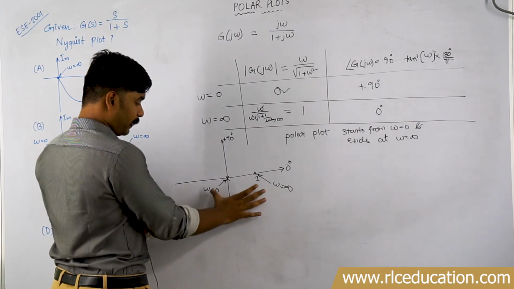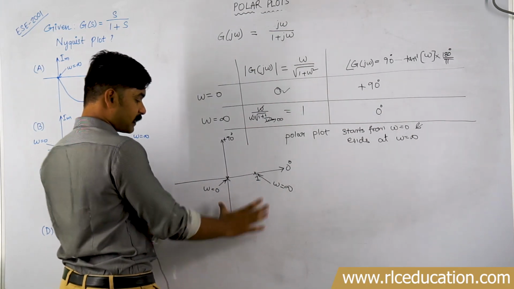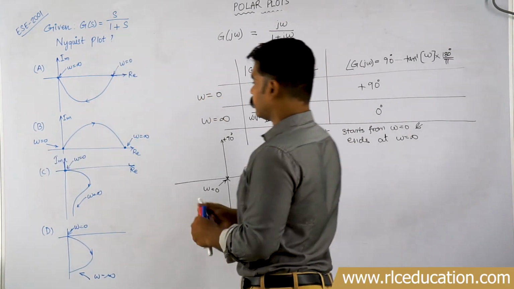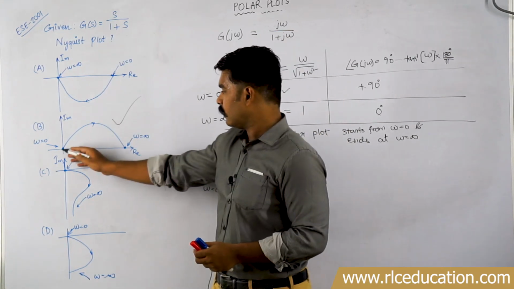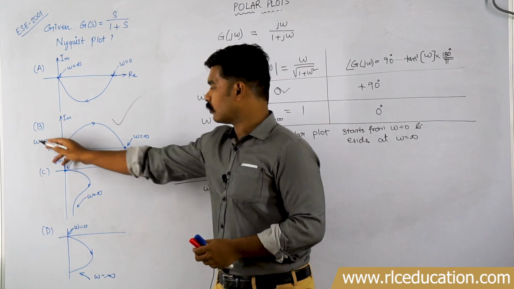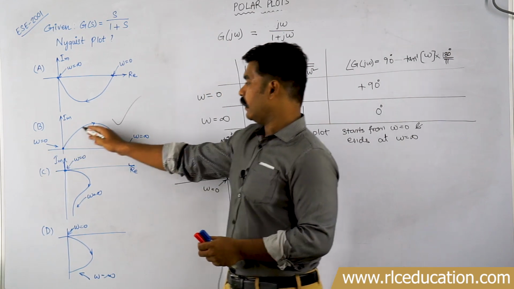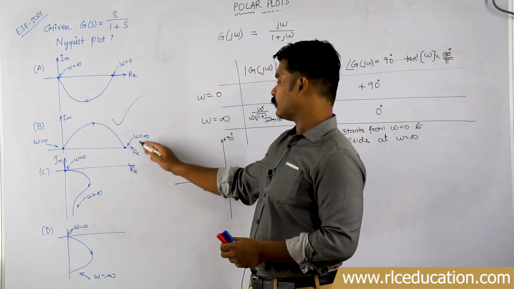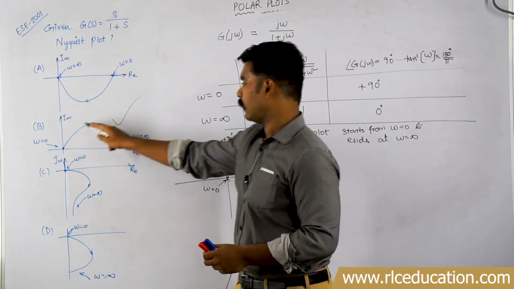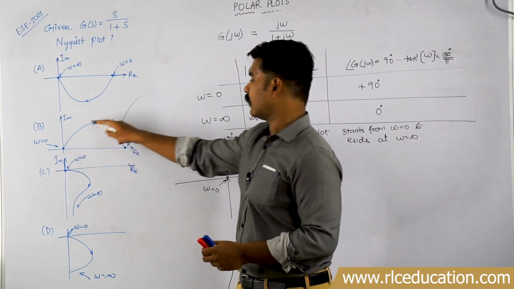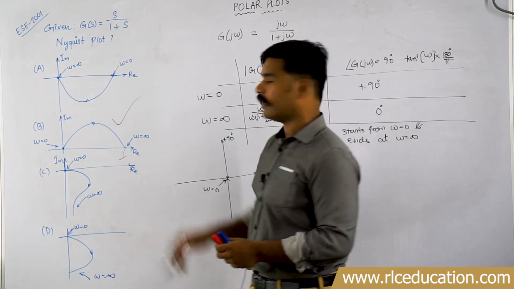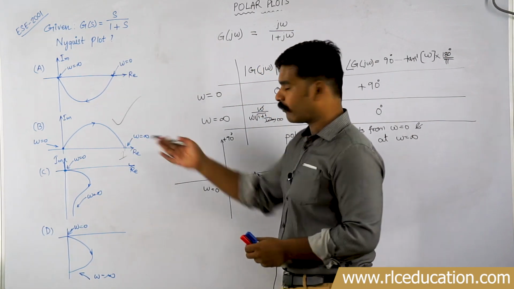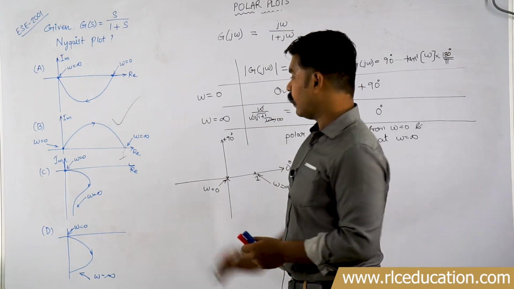So let us try to compare which option is having these conditions. Option B will match with what we have obtained. So option B is the right answer for this question. If you see here, the graph is starting from omega is equal to 0, which is at 0, and it is traveling towards omega is equal to infinity. So the graph path is also given by this arrow. It starts from 0 to infinity and it is ending at some finite value on the real axis, and that finite value we have already found, that is 1.